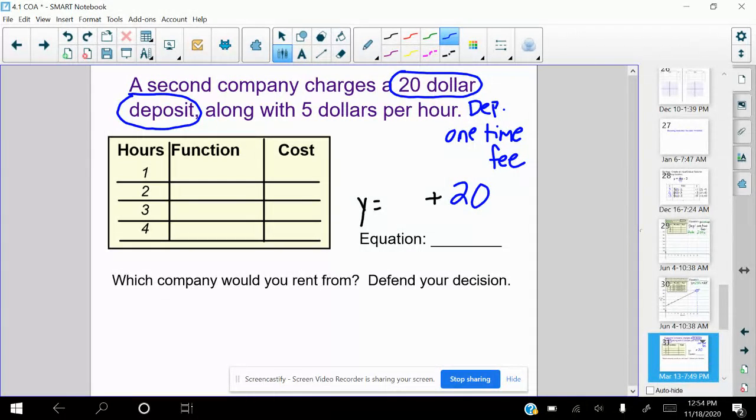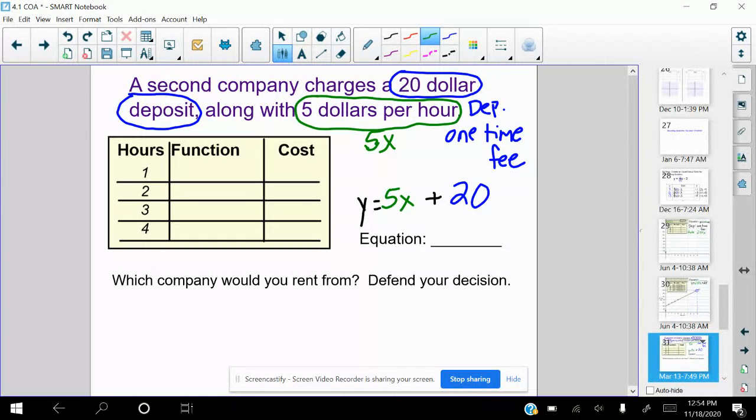Well, we also know that they charge $5 per hour. And I can represent $5 per hour by 5 times x. So I can fill in my equation of y is equal to 5x plus 20.